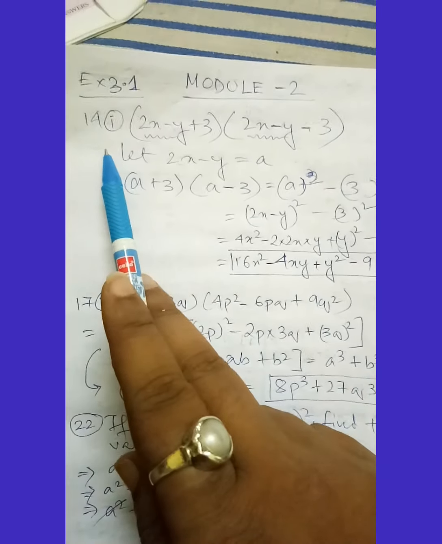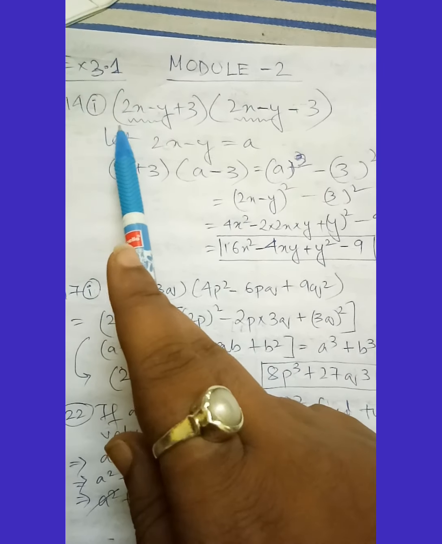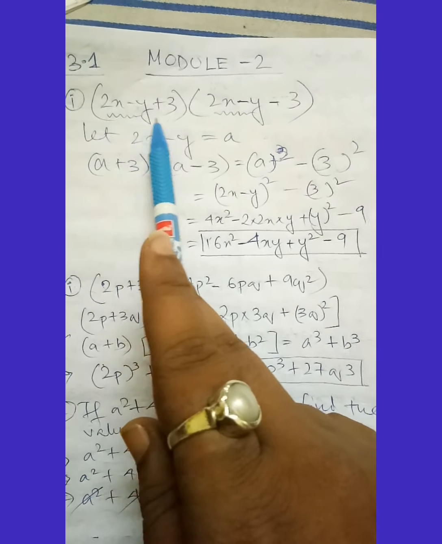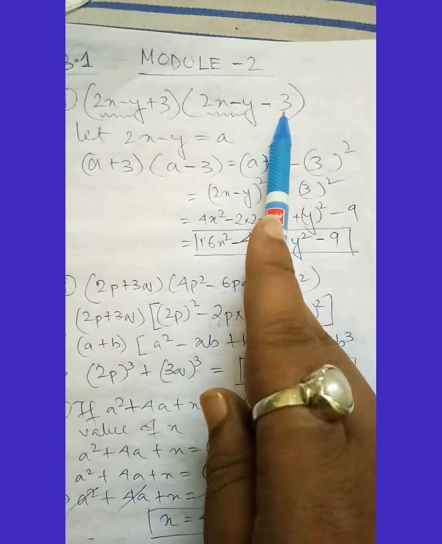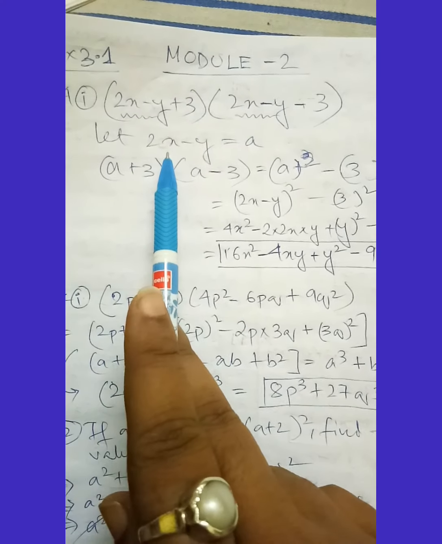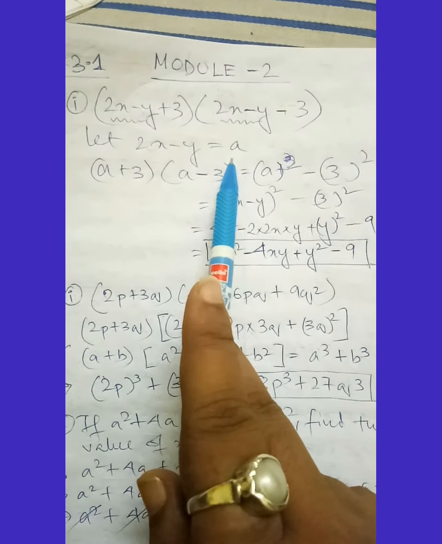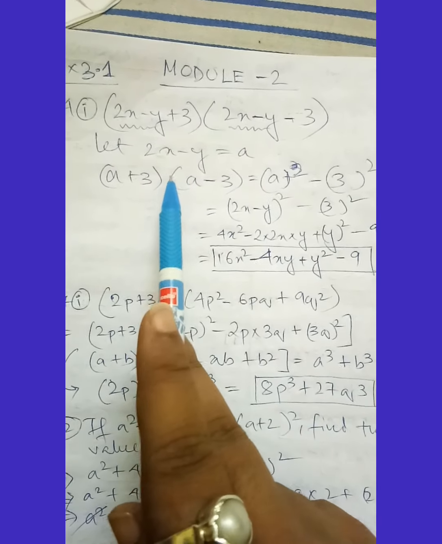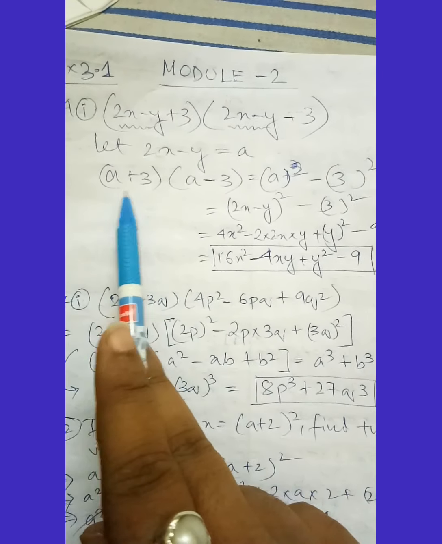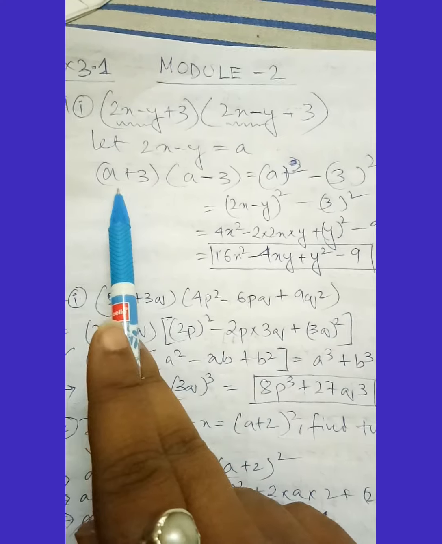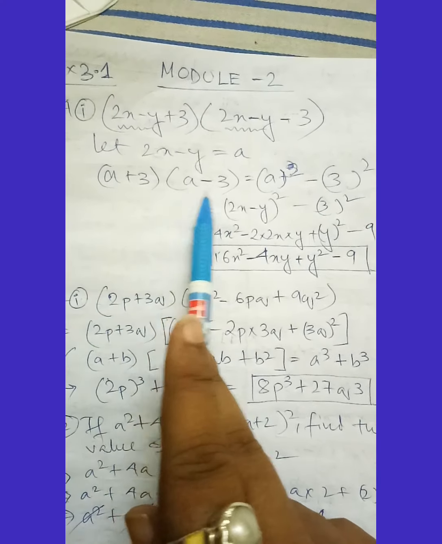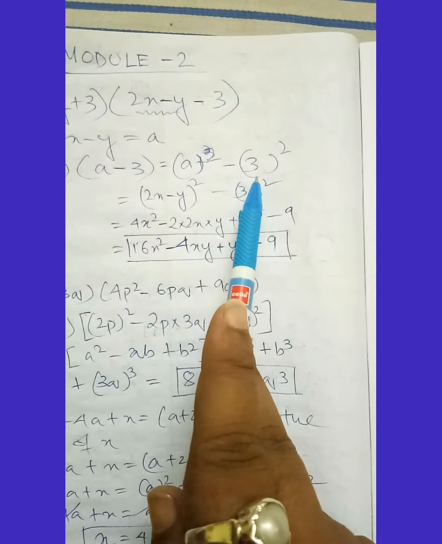I've seen the exercise, question 14 Roman 1. What is given? 2x minus y plus 3 and 2x minus y minus 3. Then from here, let 2x minus y equal a. Any variable you can take rather than x and y. So I did a plus 3 and a minus 3. The a plus 3 means a plus b, a minus b. What is the formula? a whole square minus b whole square.